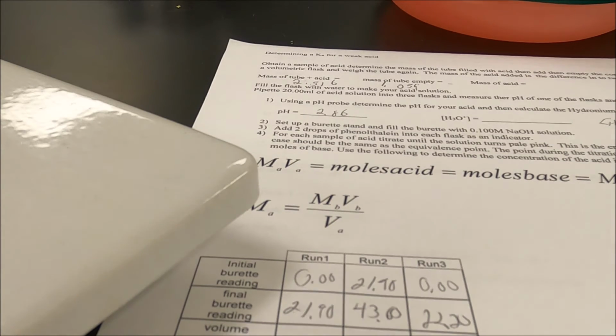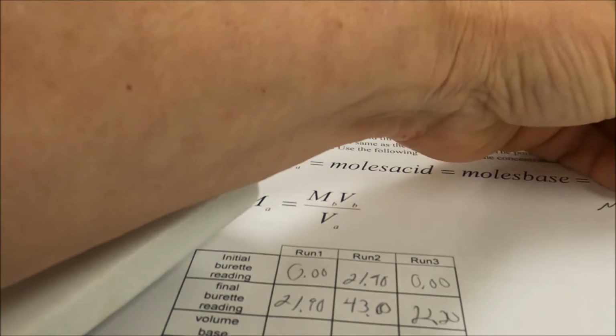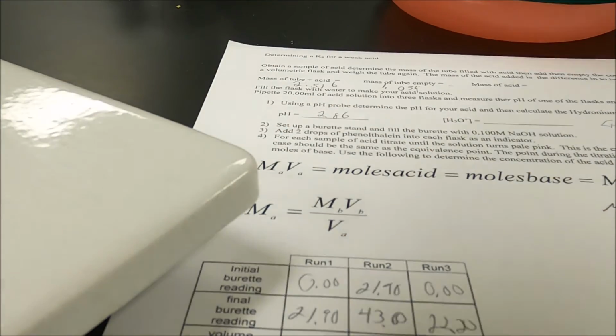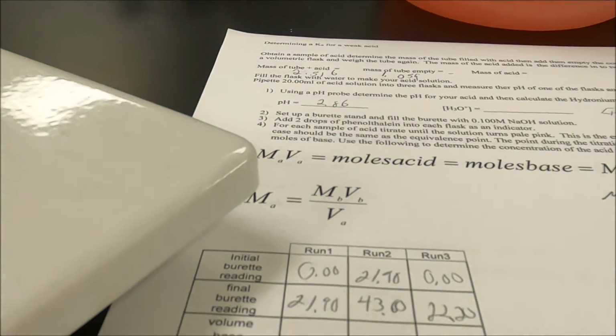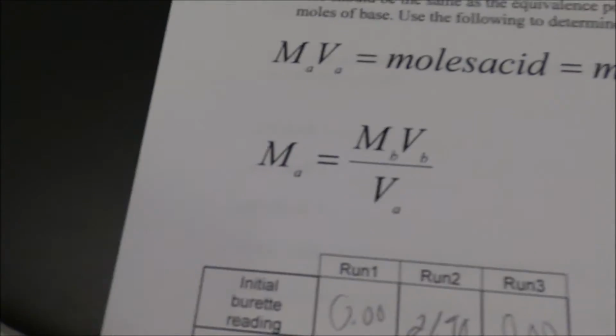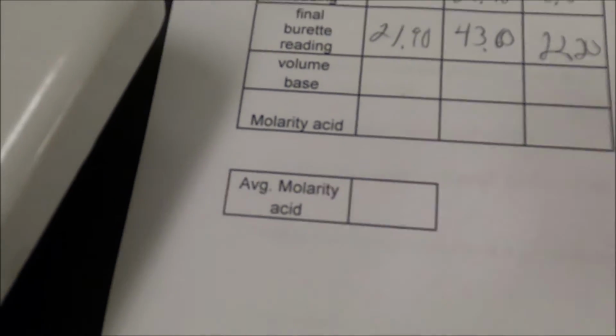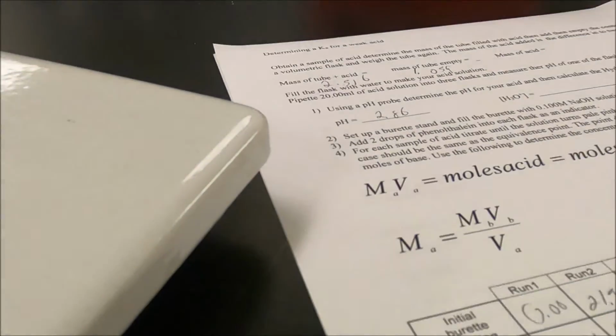The molarity of your base is going to be 0.94 molar. So use that molarity and that equation to calculate the molarity of your acid.